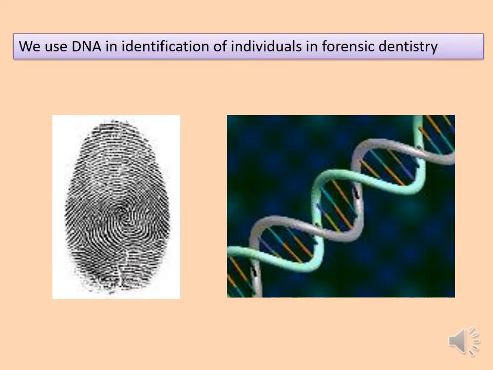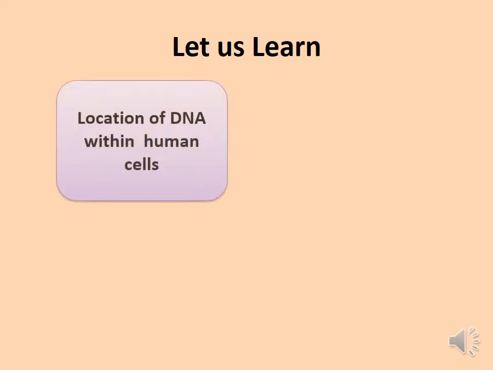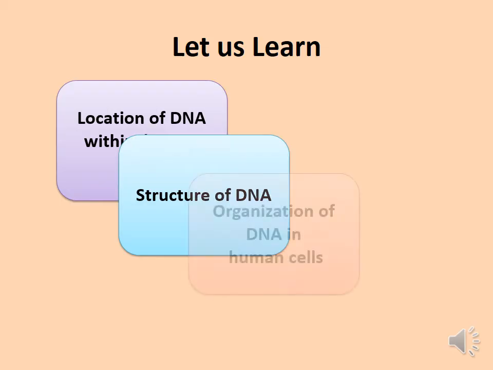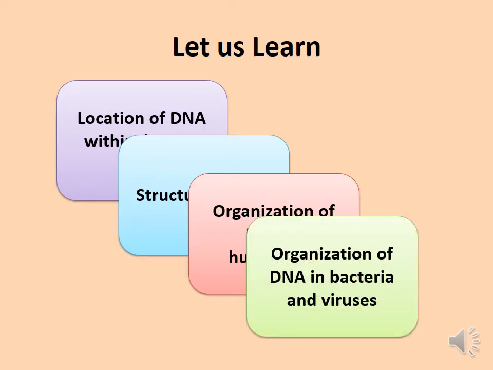In forensic dentistry, we use DNA to identify individuals. It is more accurate than using thumbprints in identification of people. Now, you know the importance of learning about DNA. So, let's learn about the location of DNA within human cells, the structure of DNA, organization of DNA in human cells, and also the organization of DNA in bacteria and viruses.